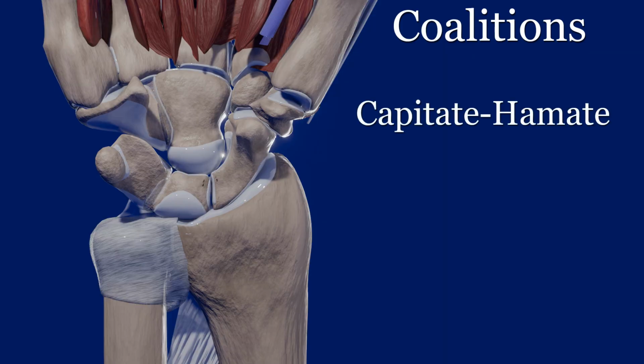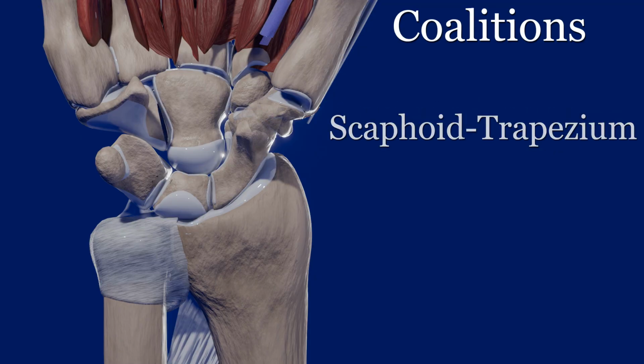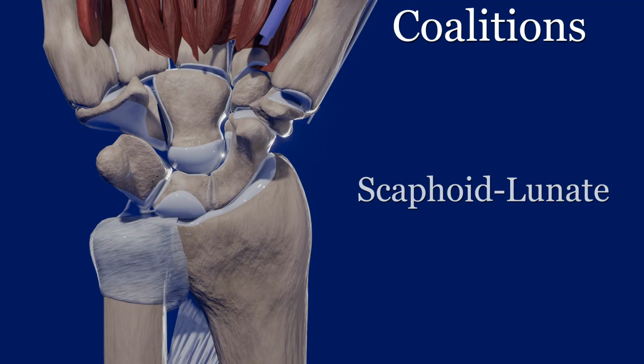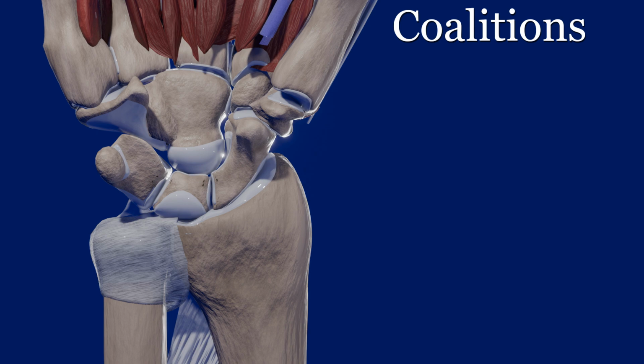This is followed at a distant second by capitate hamate coalition. Rarely, capitate trapezoid, scaphoid trapezium, scaphoid lunate, and pisiform hamate coalitions are encountered. These coalitions are generally incidental findings and are asymptomatic.